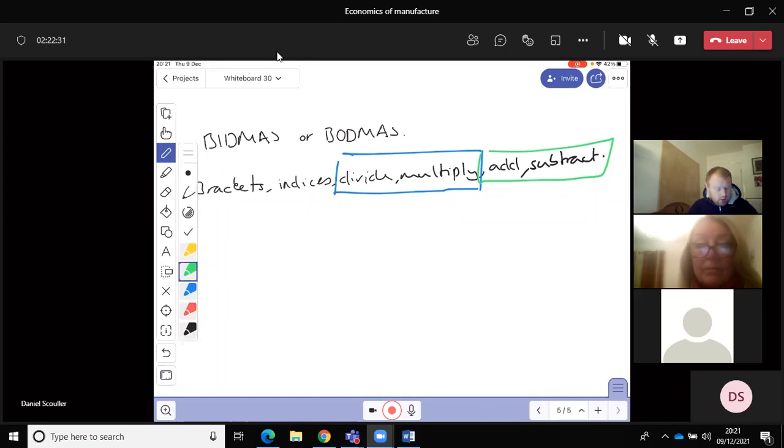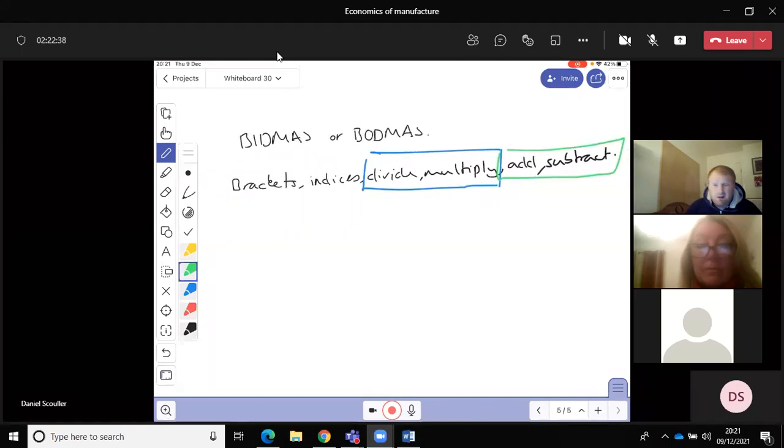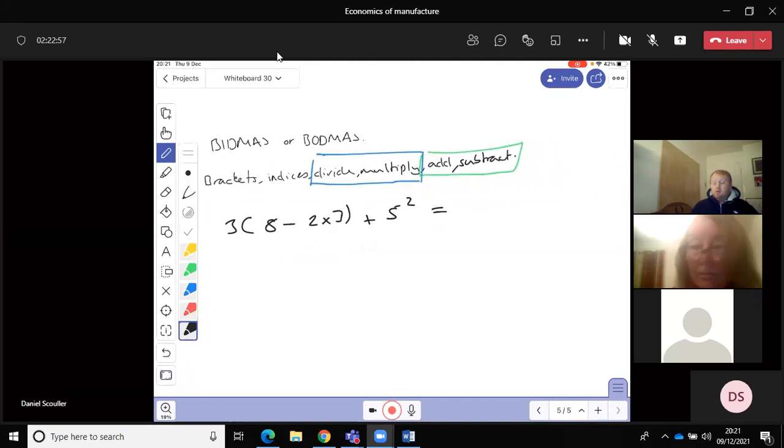So let's have a wee look at some equations. I think this was covered in the first week or so, so I'm not going to do too many, but say something along the lines of 3 times (8 minus 2 times 3) plus 5 squared. Where do you start with something like that? There's a lot going on there.